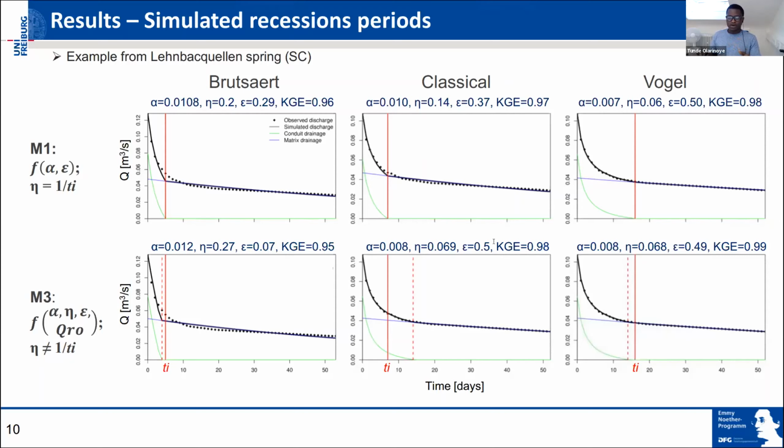But in general, they perform well, and the TI is actually the end of the conduit, the solid line, the end of the conduit with the M1 model where the TI is predefined. And when we optimize all the parameters, we have a different TI, which is the red dashed line. So this shows a bit of variation between a predefined TI or if we optimize it.